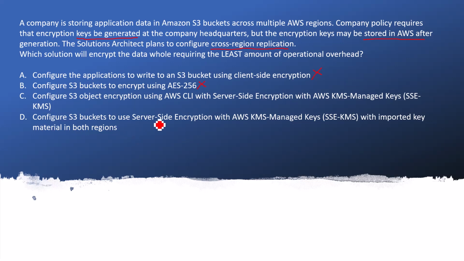Configure the S3 bucket to use server-side encryption with AWS KMS managed keys. Here they have mentioned that they imported the key material in both regions. So we are fulfilling the cross-region replication, and the keys are generated by the customer as well as stored by the KMS. C is not taking anything about KMS managed keys or KMS stored keys, which help with cross-region replication. But in the D option, it is clearly providing more details about how we are going to import the keys in both regions. So the correct answer is D. That's all from my side.